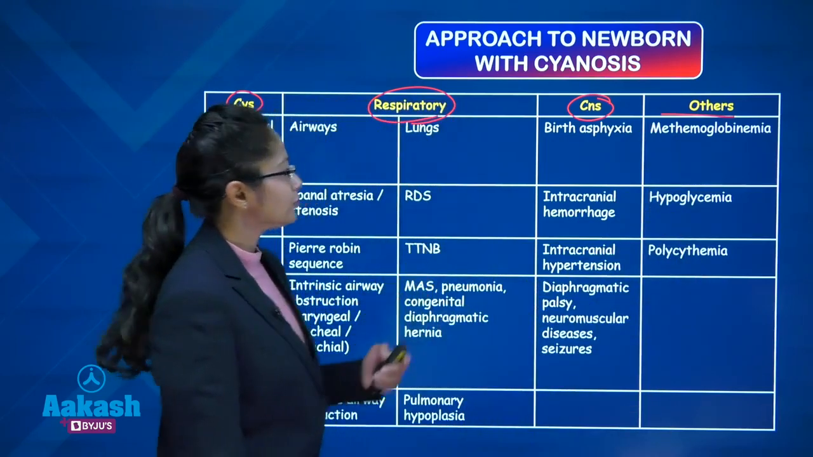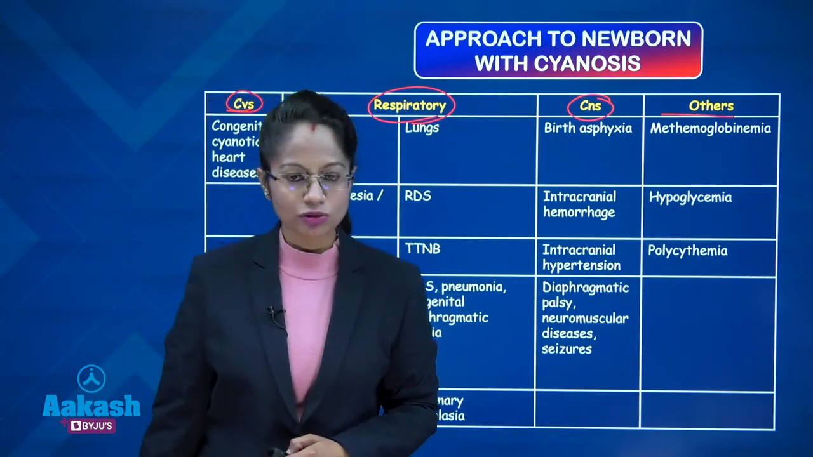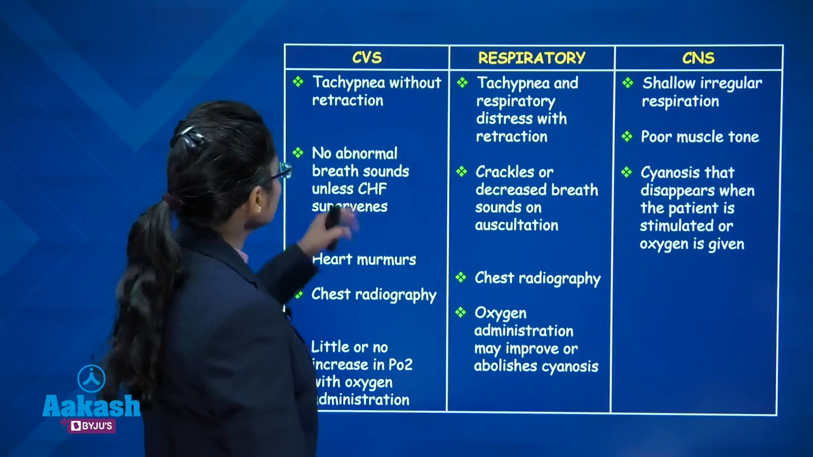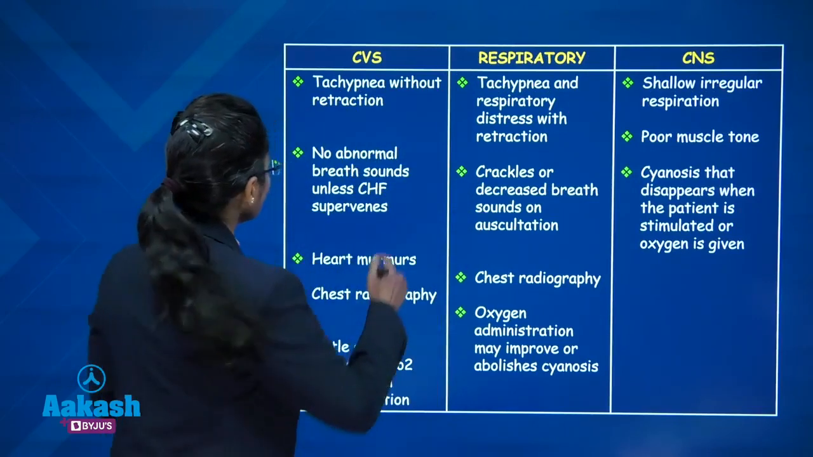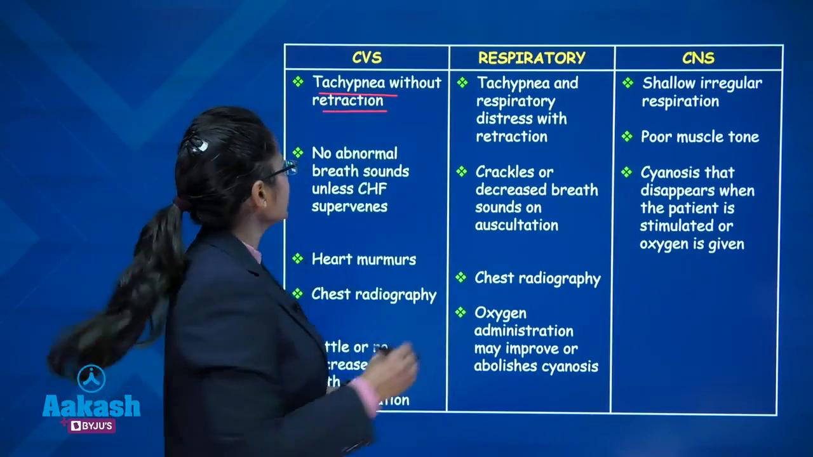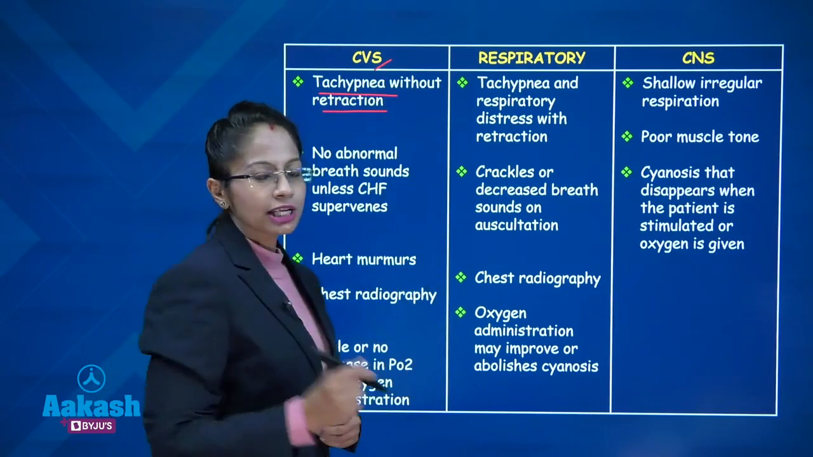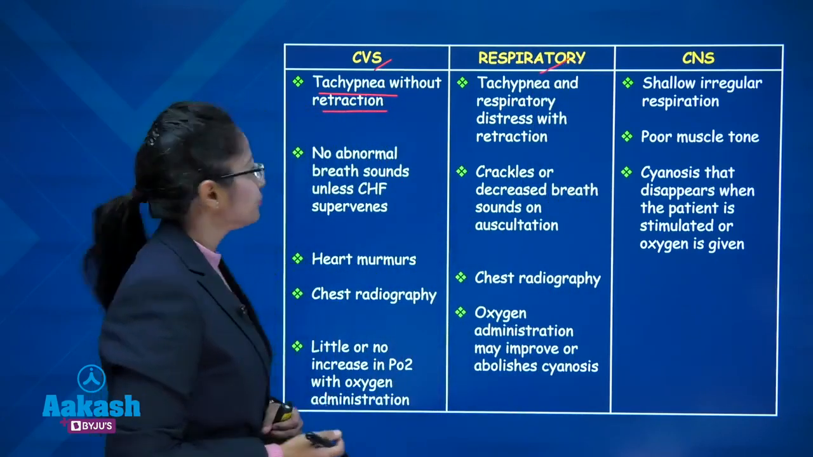So, how to differentiate between the different systems that can be responsible for the cyanosis in a newborn? It depends upon the various signs and symptoms that we can see in the newborn. If only tachypnea is present and no retractions are present, it occurs in cases of CVS lesion. Tachypnea with retractions is in cases of respiratory pathology.